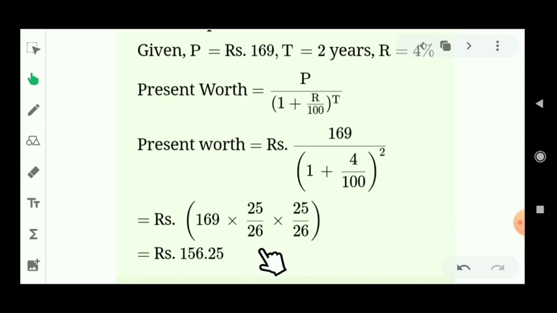So now students, try to solve the rest of the questions of both exercises, that means exercise number 3.1 and 3.2 from the reasoning book.